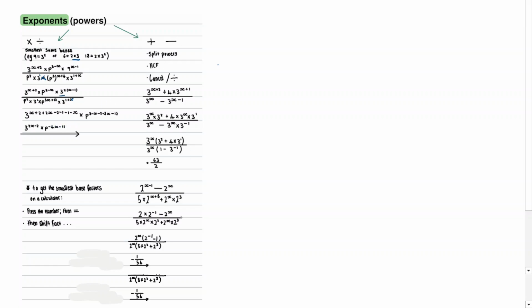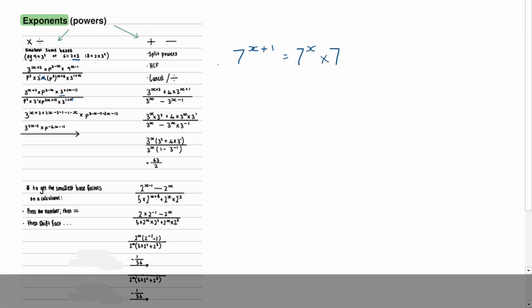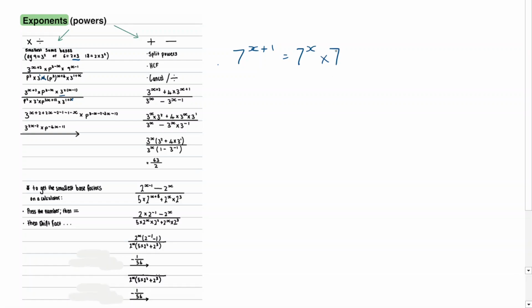Completely differently, in these two examples, if I've got plus or minuses, I'm not going to try to get the smallest bases necessarily, but rather my focus will be on splitting the exponent. And so if you had a 7 to the x plus 1, it would be 7 to the x times 7 to the 1. If I had 2 to the x minus 3, it would be 2 to the x times 2 to the minus 3. And so I split any time that there's 2 or more powers, like that.